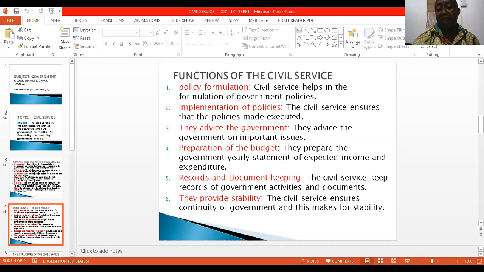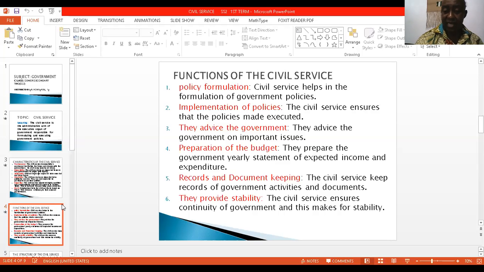How? One of their features is permanence. The government may come, government may go, but the civil service remains the same. That means they ensure continuity of government, irrespective of the party in power. It helps the party and their programs and policies to move forward, to move the country forward. They help to formulate policies, they implement those policies that will make the government effective and responsive, even responsible to the people.